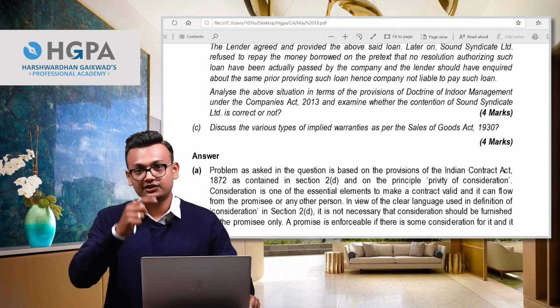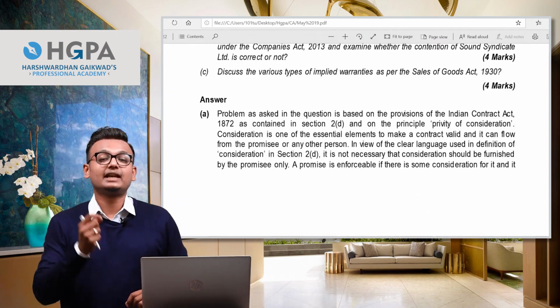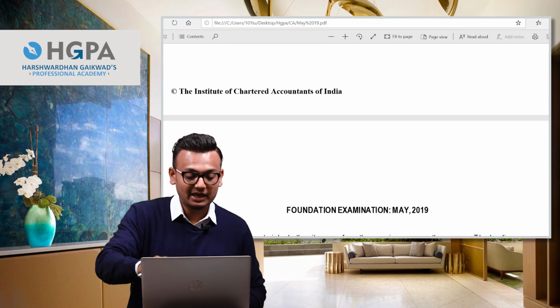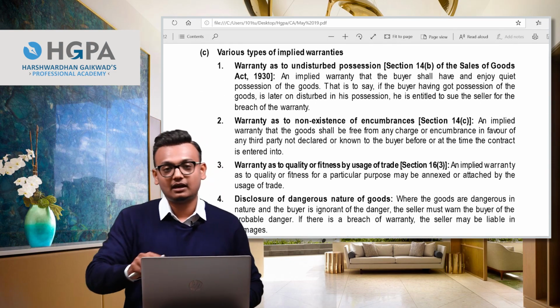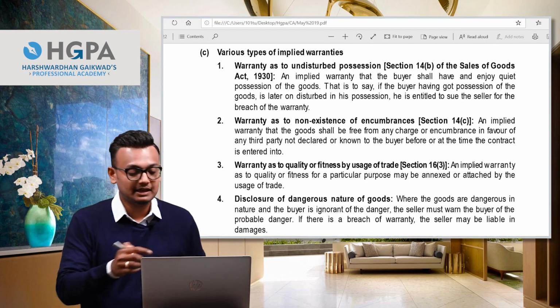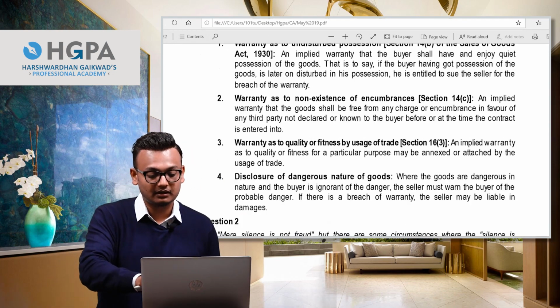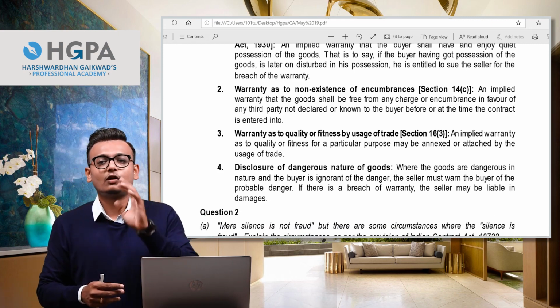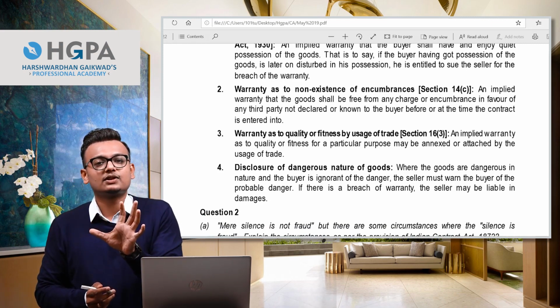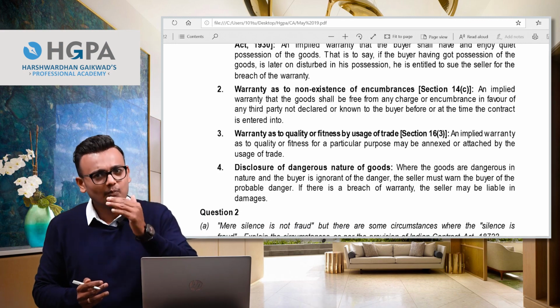Now in this question, you are directly asked to state the implied warranties. Now how many implied warranties are there? As we all know, there are 4 implied warranties. What is the first? Undisturbed possession, the buyer should not have any disturbance. Second is non-existence of encumbrances. The third is fitness or quality, and the last one is disclosure of dangerous nature. There are only 4 points. If a 5-mark question comes, you have to write only 4 points. Don't go beyond that.